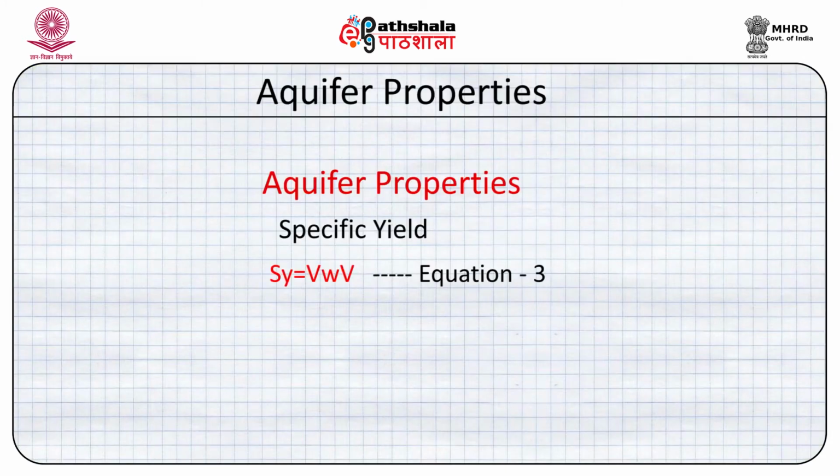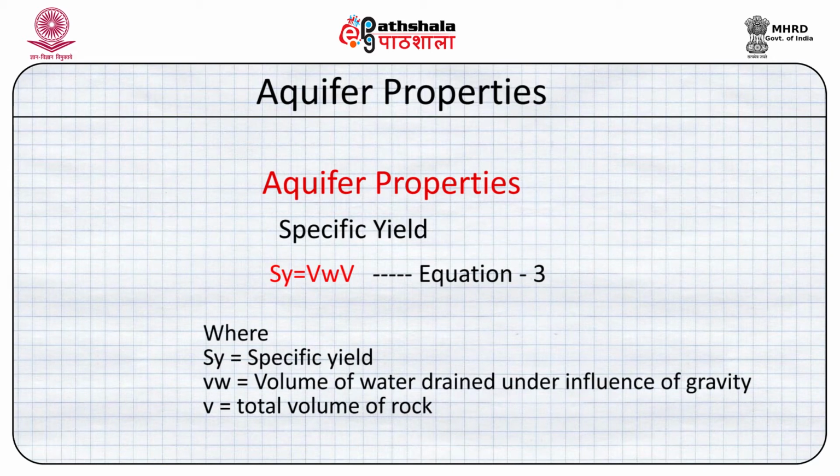You have a look at equation 3. There you have Sy, which is a specific yield on the left, and in numerator you have Vw, that is volume of water drained under the influence of gravity, and in denominator you have V, volume of the aquifer. Have a closer look. If you have a closer look, there is no unit. It's dimensionless. A specific yield is dimensionless. And it's not over yet.